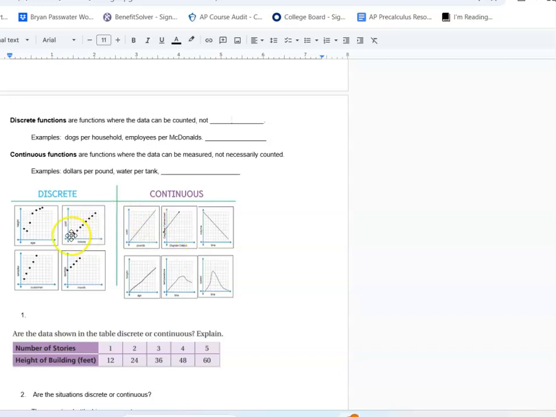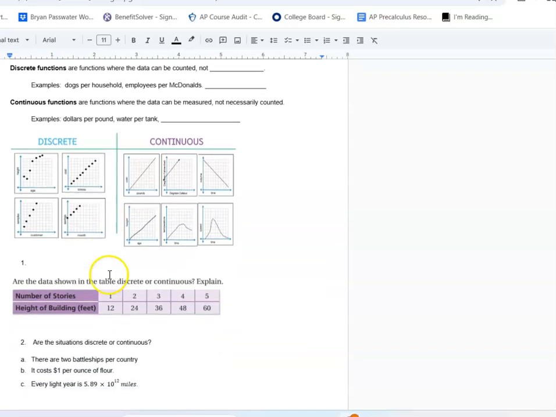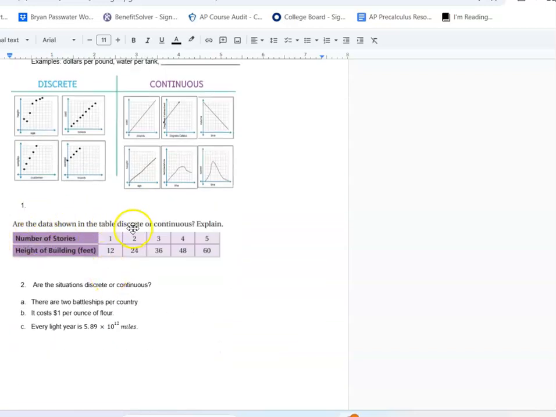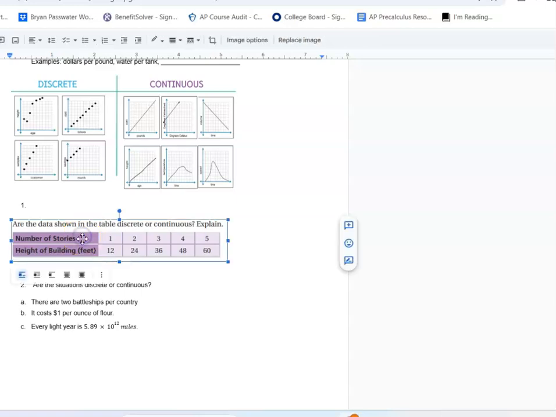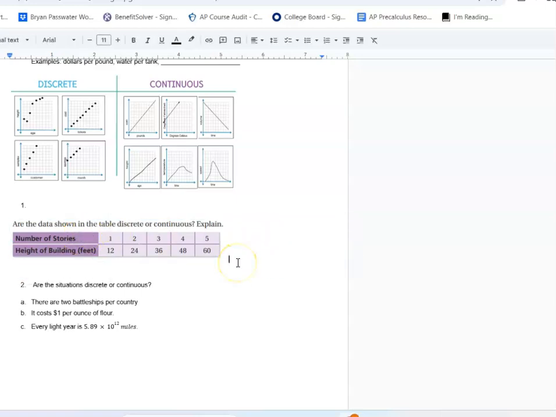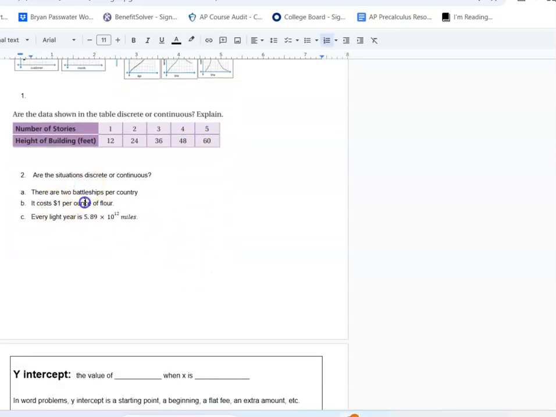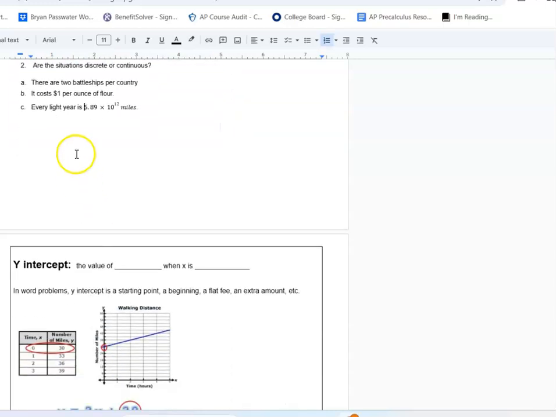So here are 2 different types of math representations that you might see. Here, is this discrete or continuous? I'll give you a hint. Stories, meaning floors of a building. You have 1 floor, you have 2 floors. Can you have 2.5 floors? No. Does that make it discrete or continuous? That's what these are too. Is it discrete or continuous? Again, if it's something we can't divide up, it's discrete. If it's something you can divide up, it's continuous. Can you divide a battleship?